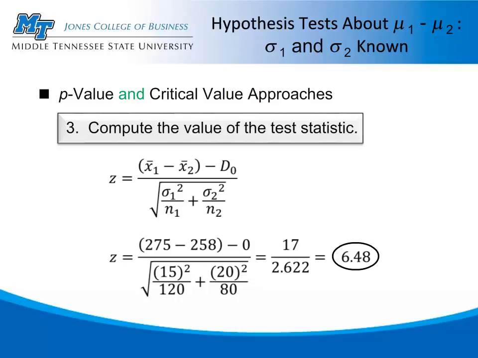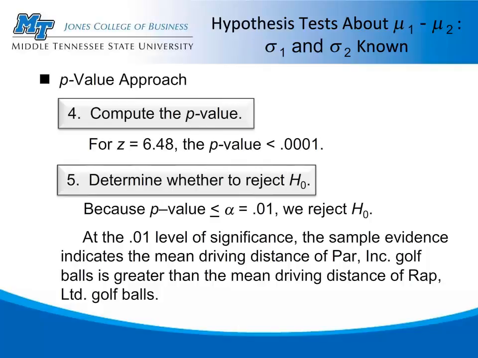Now what we do with that number is a little bit different depending upon whether we use the p-value approach or whether we use the critical value approach. We're going to need that number in both approaches, so you've got to go through and calculate it. But what we do next just depends on whether it's the p-value or the critical value. But we're going to go through both of them. Now our computed value is 6.48. This is a z. So to get the p-value, we're going to go to the z-table.